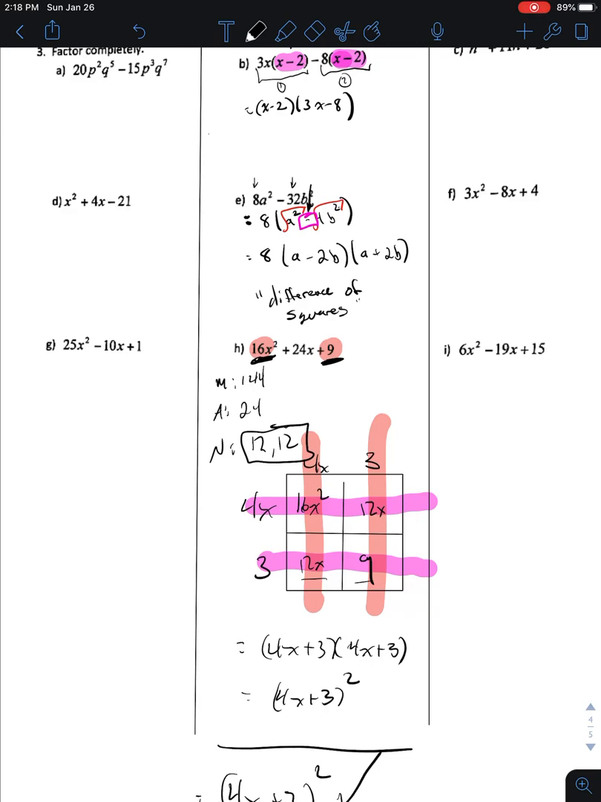Want to do D? Yeah, that's a simple trinomial, right? Good. So this one is just straightforward. Find two numbers that multiply to 21 and add to 4.